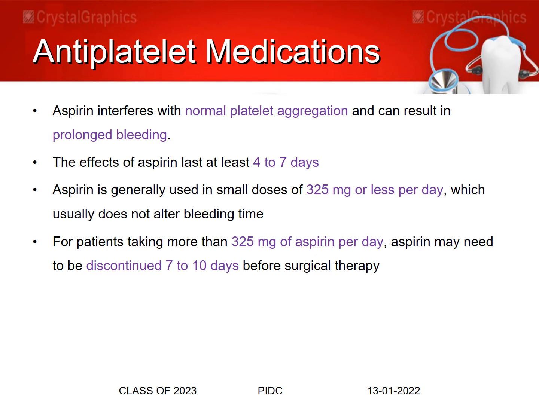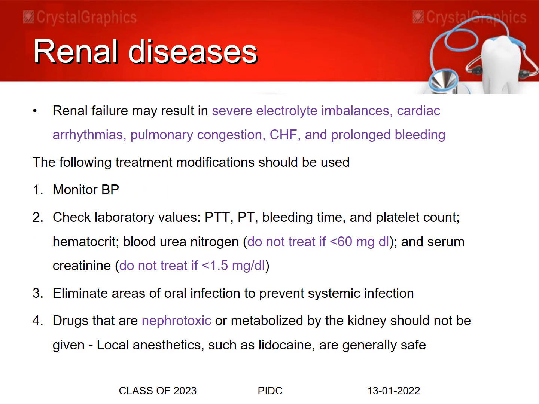So coming on to renal diseases, renal failure may result in severe electrolyte imbalances, cardiac arrhythmias, pulmonary congestion, CHF and prolonged bleeding. The following treatment modifications should be used. Monitor the BP, check the laboratory values, that is prothrombin time, platelet time, bleeding time, platelet count, hematocrit, blood urea nitrogen and serum creatinine.